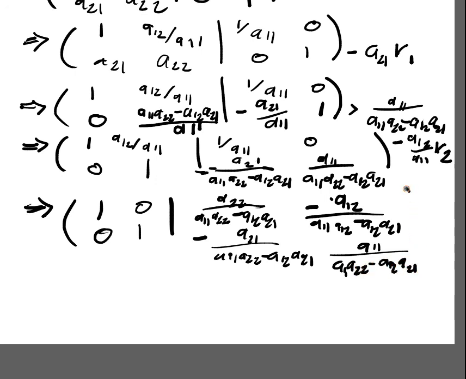Whew! And this is going to be the inverse of the general matrix, and it's going to be well defined only when A11 A22 minus A12 A21 does not equal 0. And we'll learn more about this when we talk about determinants.